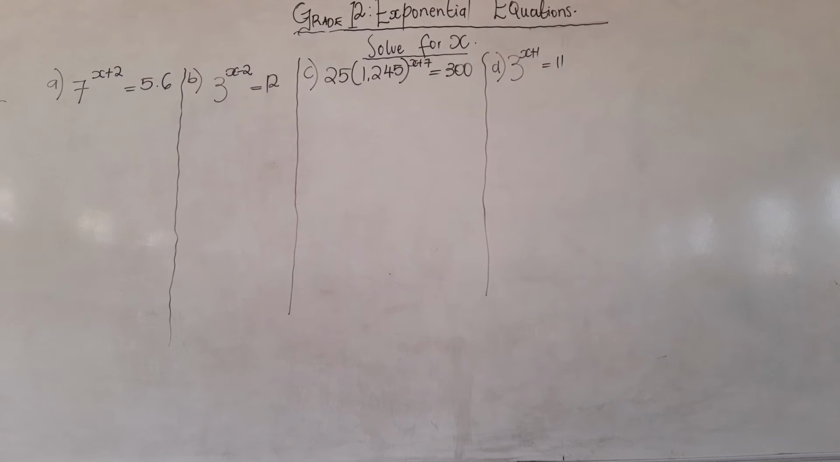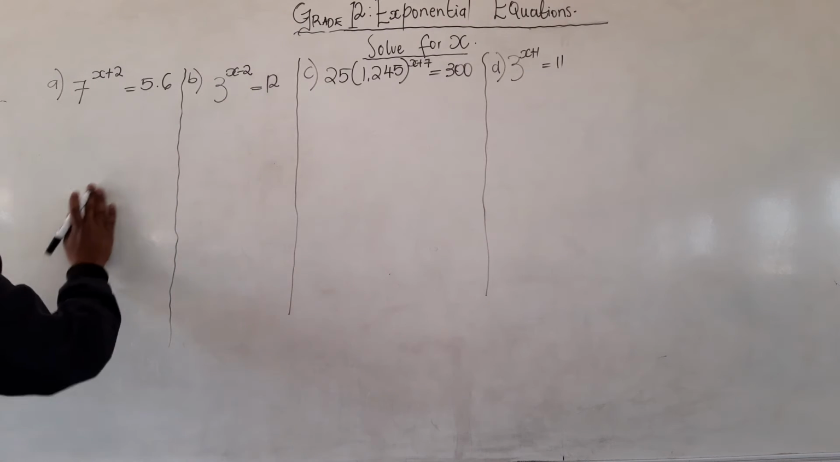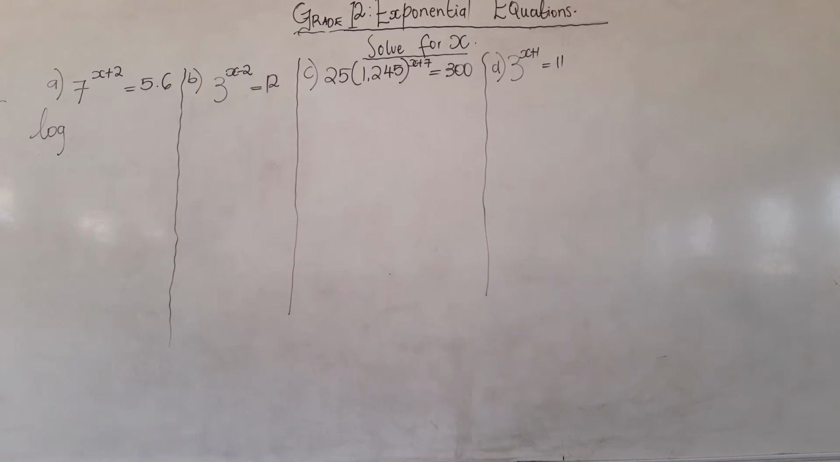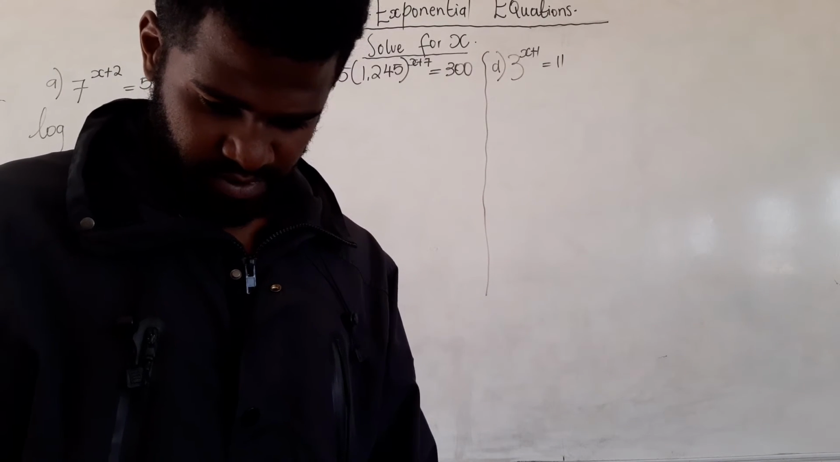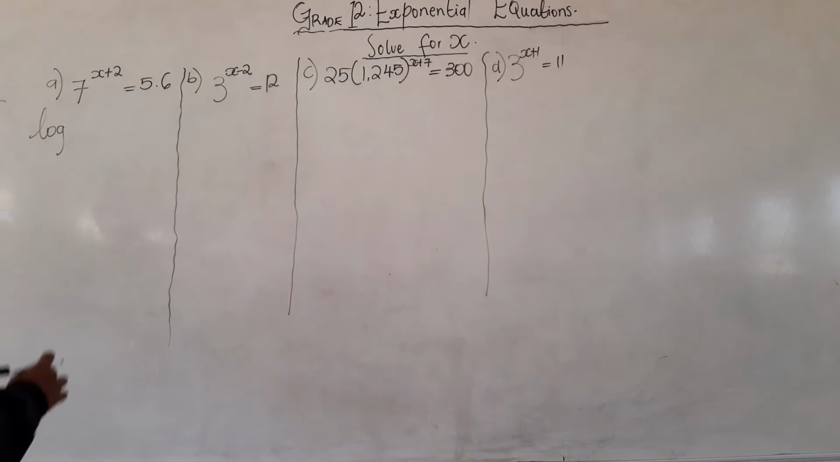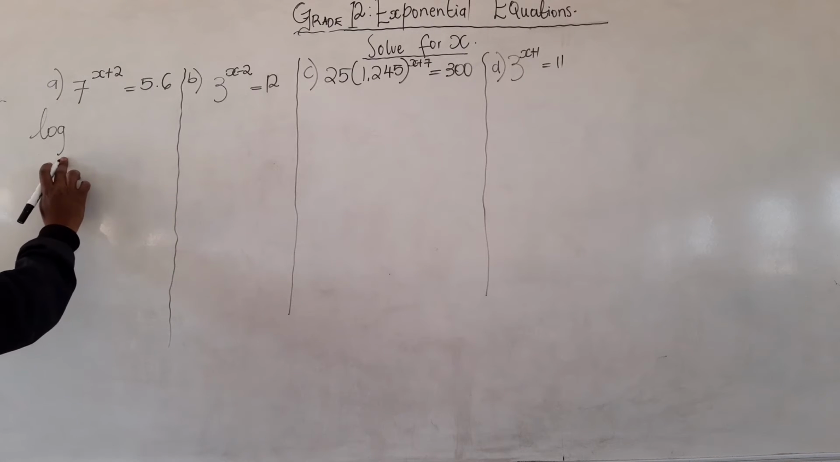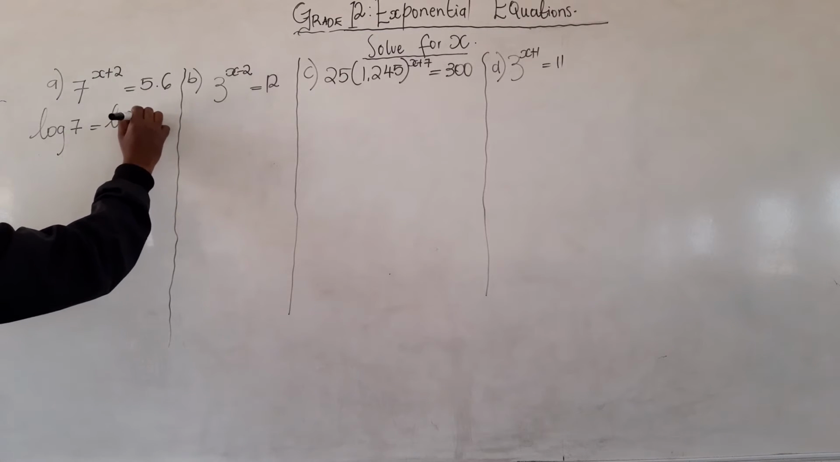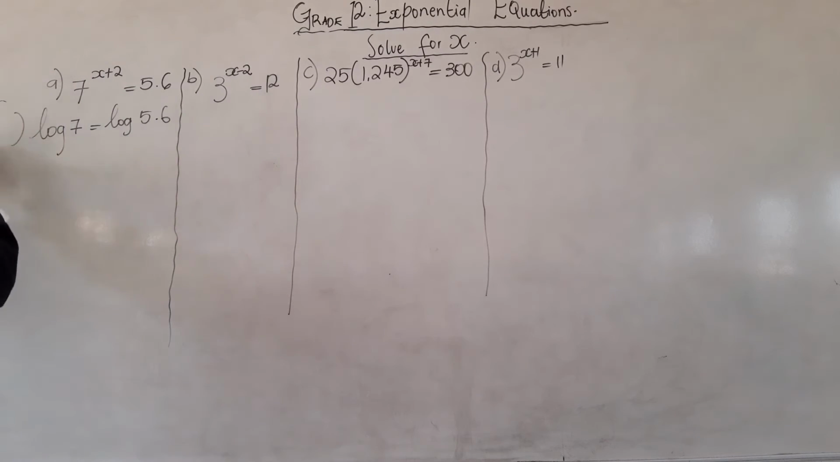Let us do more examples, guys. More examples. 7 to the power x plus 2 is equal to 5,6. I told you in our previous sessions, with these exponential equations, we are going to log. It is going to be log 7 to the power x plus 2 is equal to log 5,6, and the index will now become the coefficient of our logarithm.